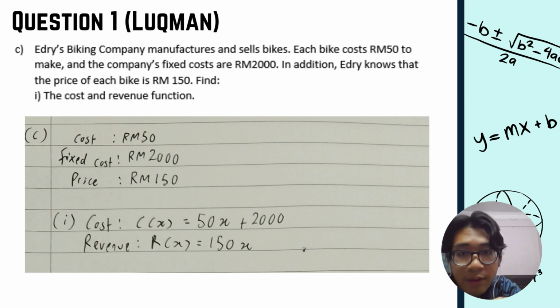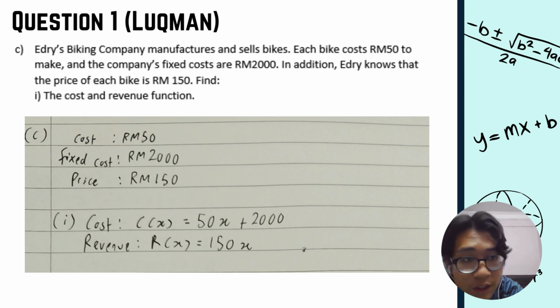Edri's Biking Company manufactures and sells bikes. Each bike costs 50 ringgit to make, and the company's fixed costs are 2,000 ringgit. In addition, Edri knows that the price of each bike is 150 ringgit. And the first question is to find the cost and the revenue function.